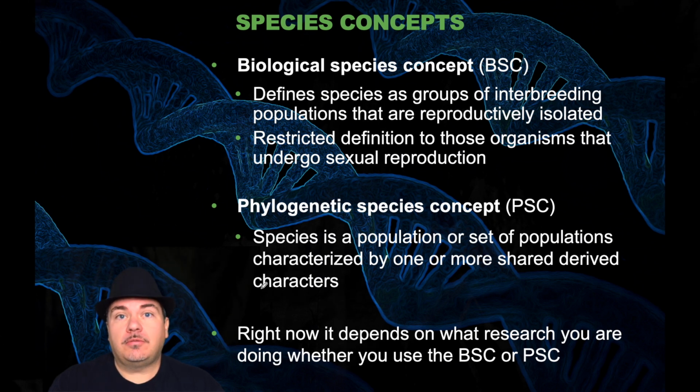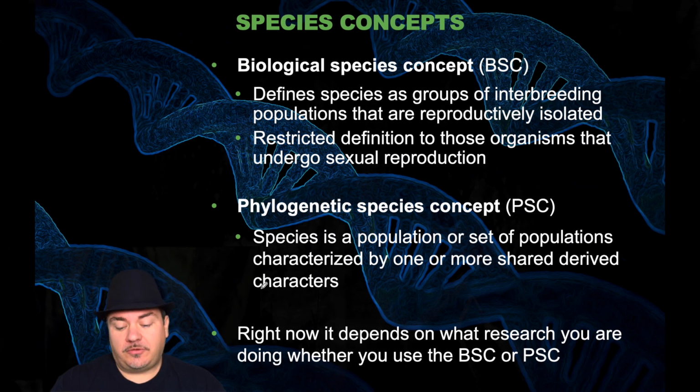For example, how do you determine if a species of bacteria is the same as another bacteria when bacteria don't mate with each other? So you can't see if they can mate and produce viable and fertile offspring since they don't mate. They reproduce asexually. So we also have the phylogenetic species concept. In this, a species is a population or set of populations characterized by one or more shared derived characters.